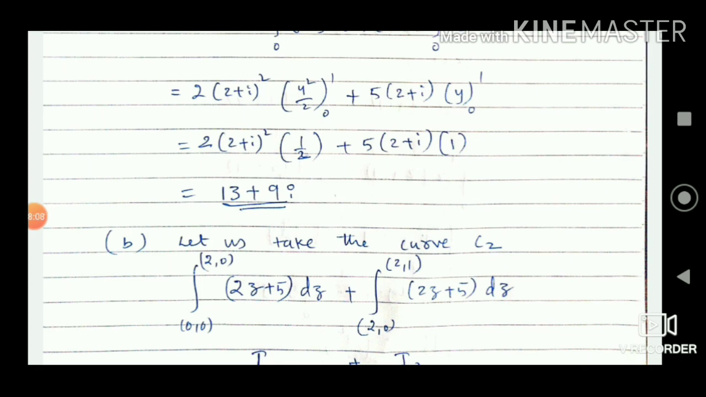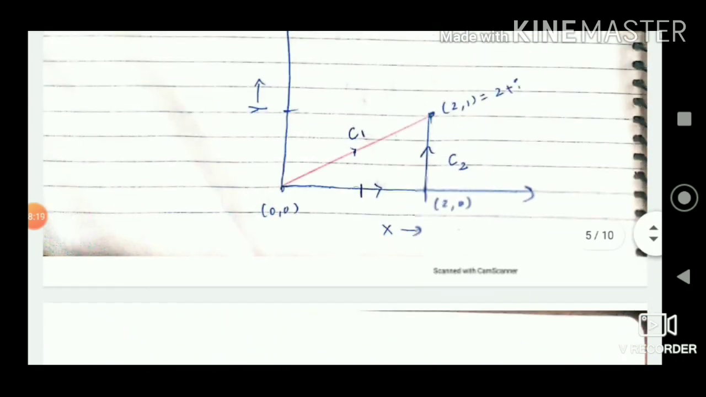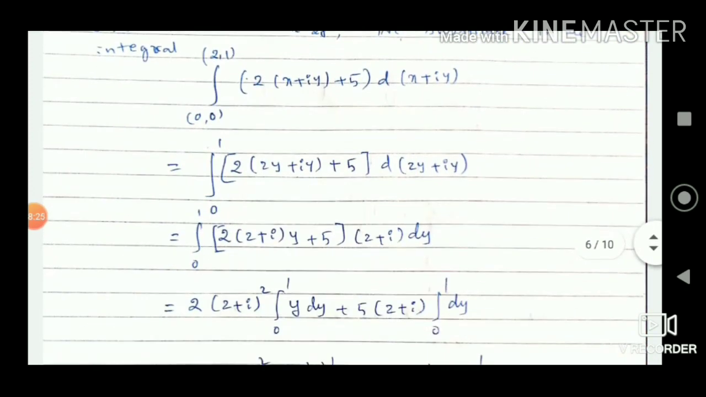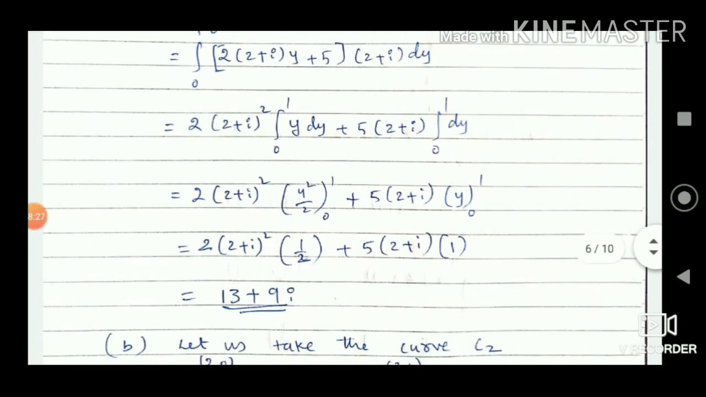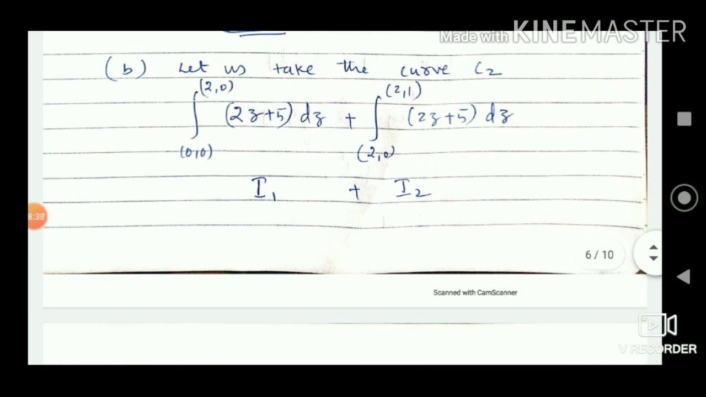Let us take the second curve, that is C2. If you observe, C2 consists of two different straight lines. Let me come back to the problem. One line is 0 0 to 2 0. The other line is 2 0 to 2 1. So C2 is a combination of two different lines, so I should split the integration into two different paths. One is from 0 0 to 2 0, the other one is 2 0 to 2 1. I will call the first integral I1 and the second integral I2.